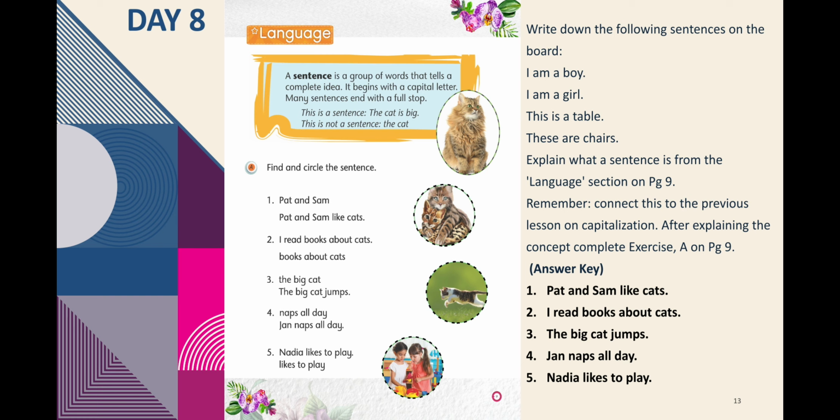But how are you going to do this language activity? Write down the following sentences on the board. I'm a boy, I'm a girl, this is a table, these are chairs. Explain what a sentence is from language section. The explanation is given. Remember, connect this to the previous lesson on capitalization. After explaining the concept, complete exercise A on page 9.